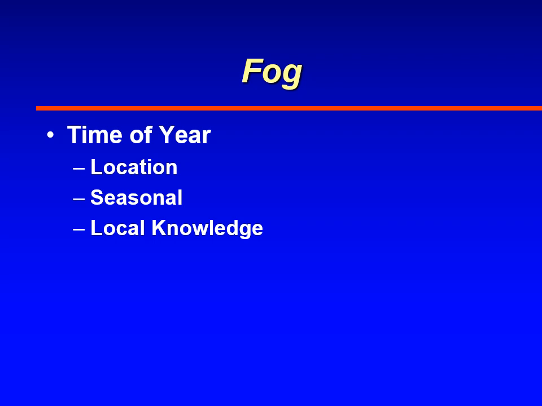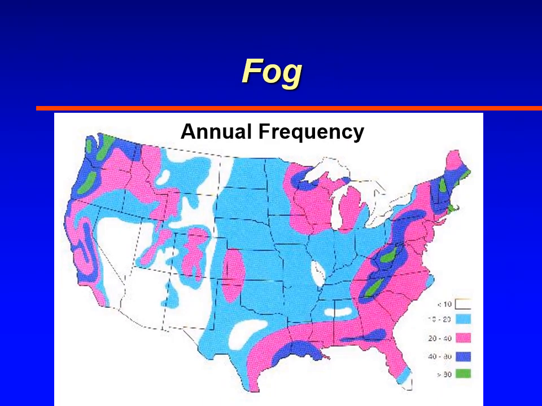The time of year varies depending upon local knowledge. I mean, it depends upon the location and the time of year. So it's best to talk to the people in the local area to tell you when IFR conditions and low visibility occur in your area. This is a map of the frequency of fog across the United States.